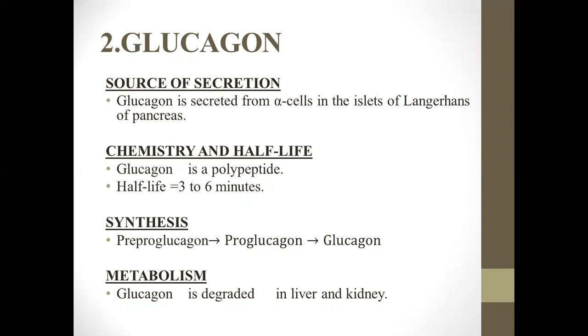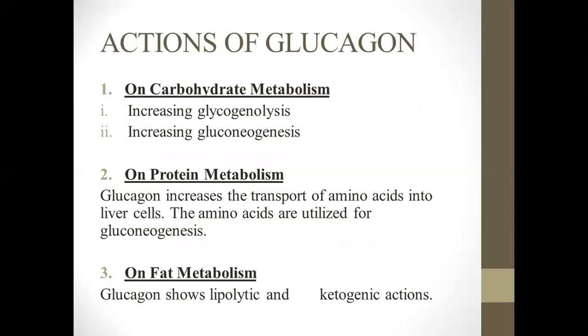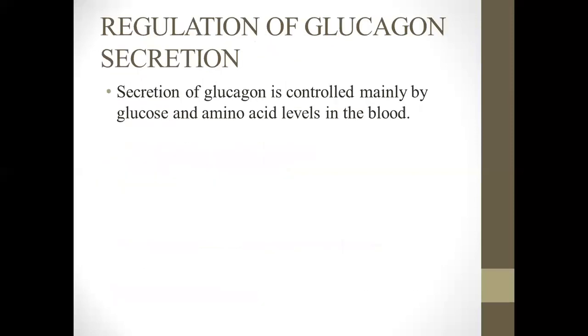The second hormone which is secreted from the pancreas is the glucagon. The glucagon is secreted from the alpha cells of the islets of Langerhans, and the glucagon is also a polypeptide, and the half-life is brief. Half-life of the insulin was 5 minutes. Synthesis is also as a pre-proglucagon, then proglucagon and glucagon, and for metabolism, it is degraded in the liver and the kidney. Regulation of the glucagon secretion is controlled mainly by the glucose and the amino acid level in the blood.